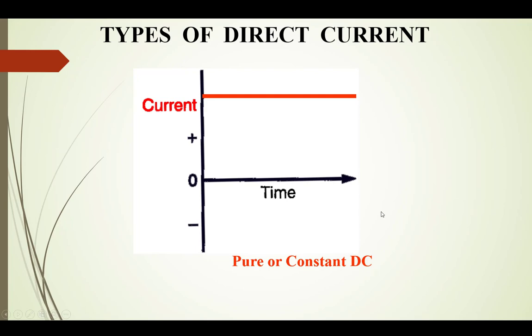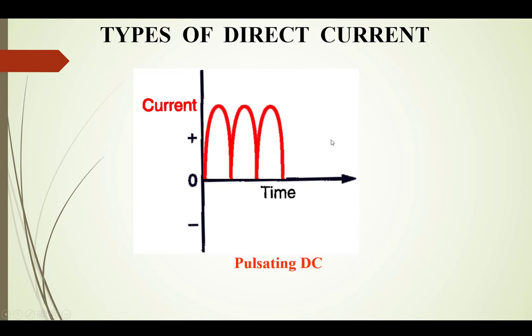So pure or constant DC is an example of the previous slide. It maintains a certain level. Now as the battery would discharge, obviously you would see the level come down, but you would never see a reversal. You would never see anything in here indicating that the current was flowing in a different way.